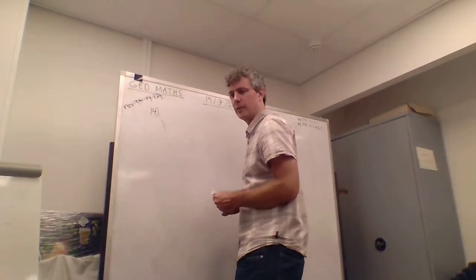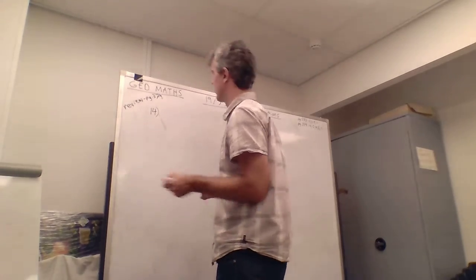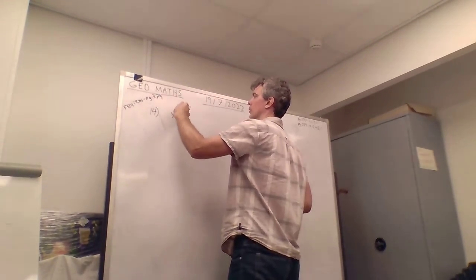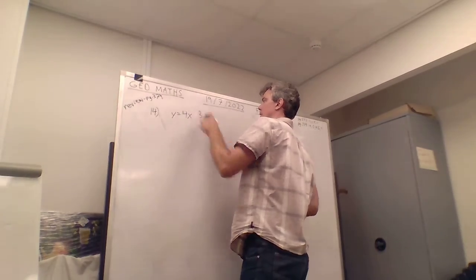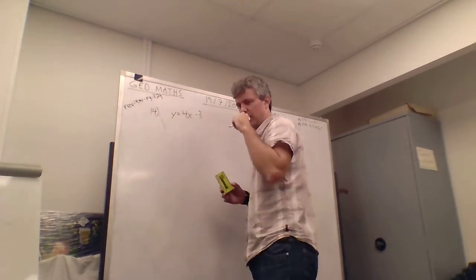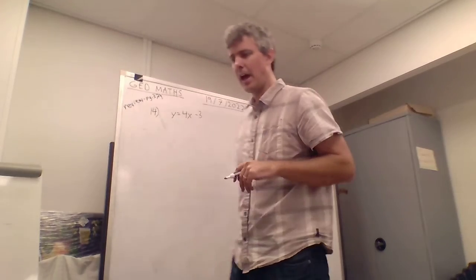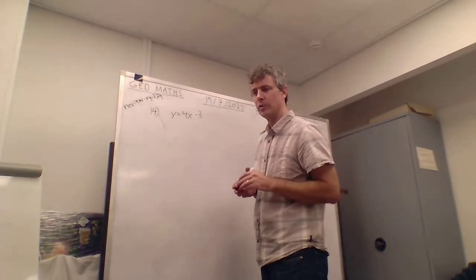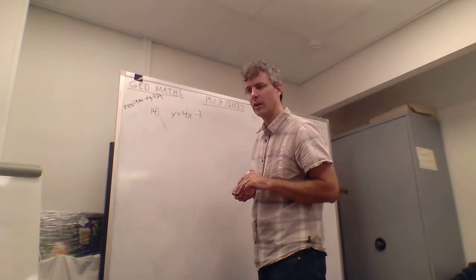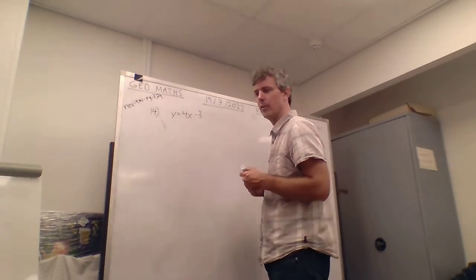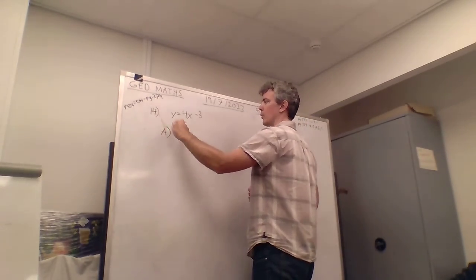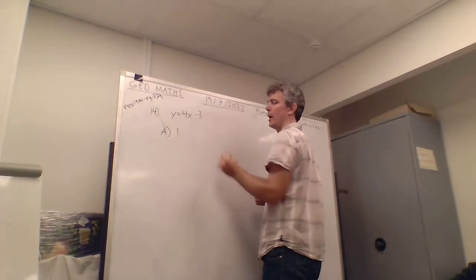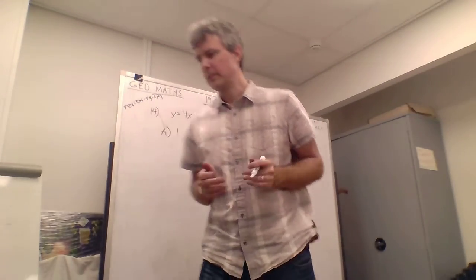Which of the following sequences of y could be created using the function y equals 4x minus 3? So you basically look here and you see which ones are working. So if we do A, right? You see x is 1, y is 1. Fine. They're all starting with 1.